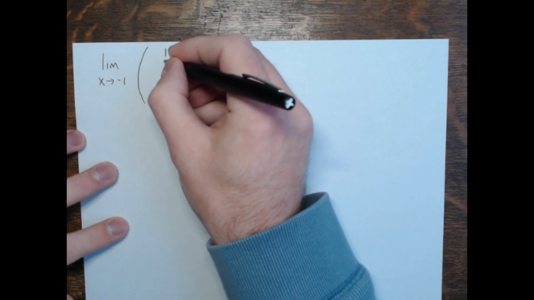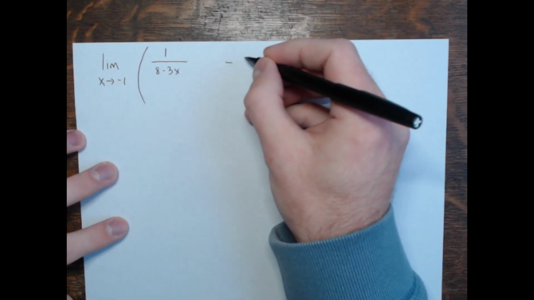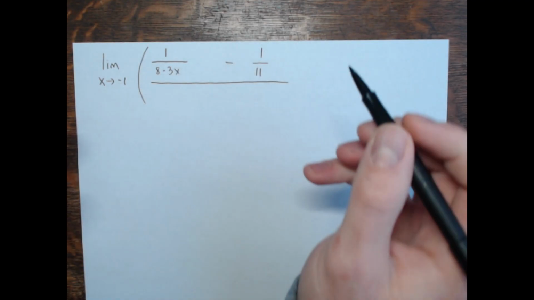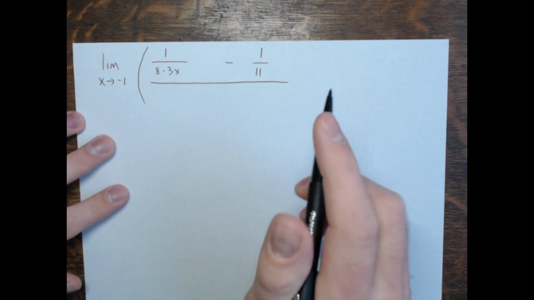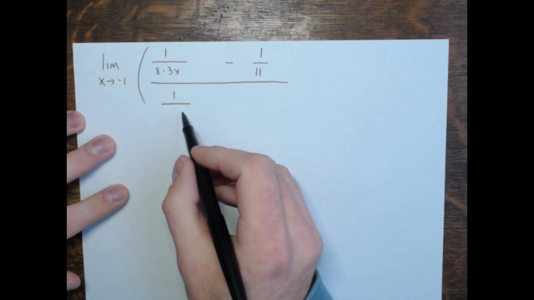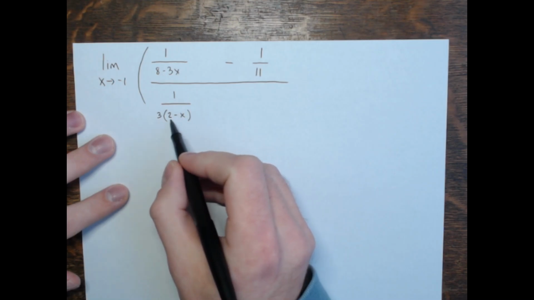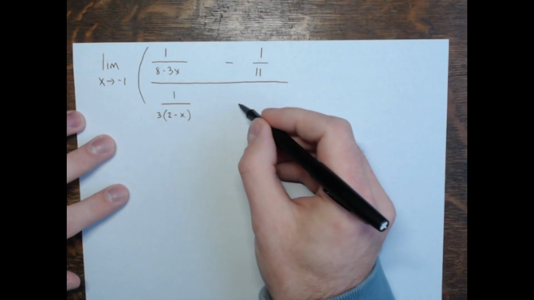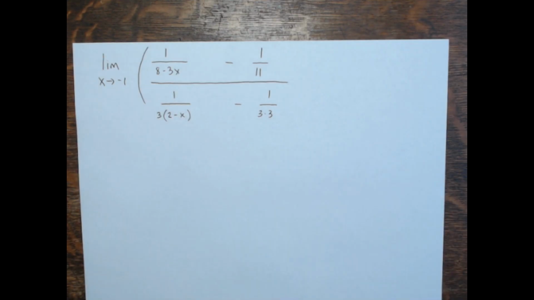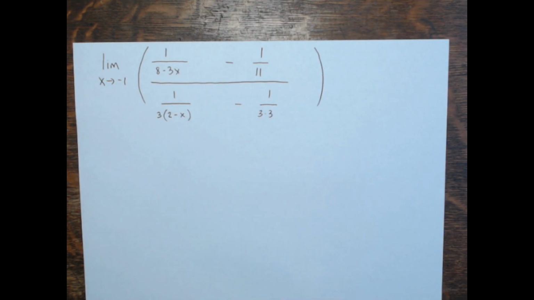All right, so here was the 1 over 8 minus 3x, minus 1 over 11. And 8 minus 3x doesn't factor any further, 11 doesn't factor any further. And then down here, 1 over 6 minus 3x was the thing down here. I'm going to pull out a 3, make that 3 times 2 minus x. That's the same as 6 minus 3x. And then minus 1 over 9, but I'm going to write 9 as 3 times 3, just to get some factors. And so here's our original. Again, if I plugged in -1, it's bad. That's 0 divided by 0.